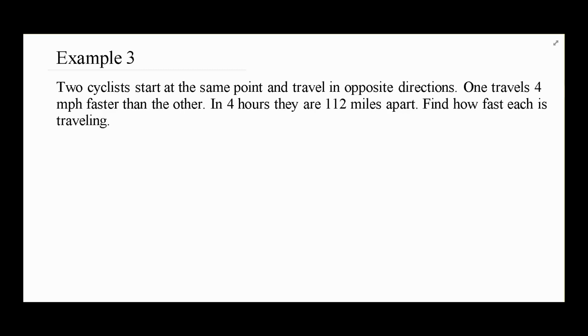So let's read this one. We've got these two cyclists that start at the same point and travel in opposite directions. One travels 4 miles per hour faster than the other, and in 4 hours they're 112 miles apart. Find how fast each is traveling. So before I start trying to define any variables at all, I want to draw a very rough sketch of what's going on. They're starting at the same point.